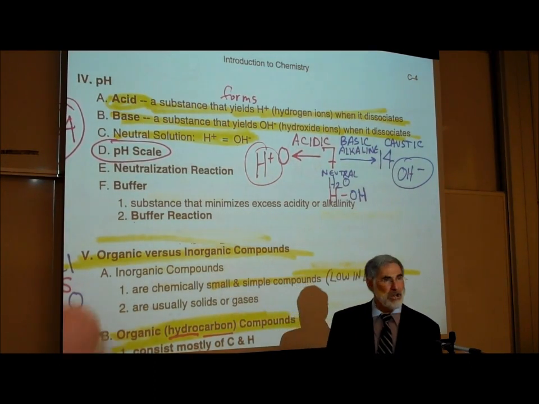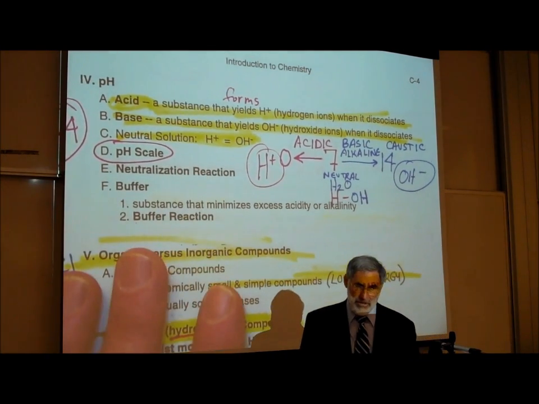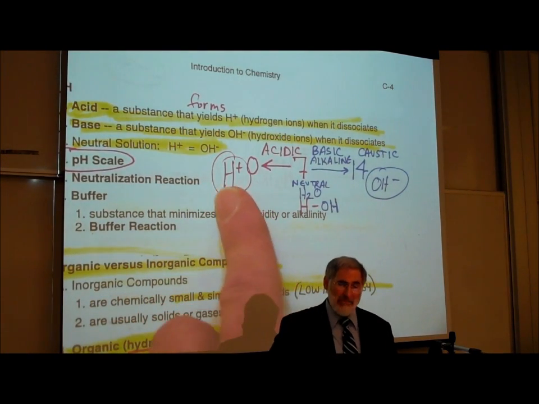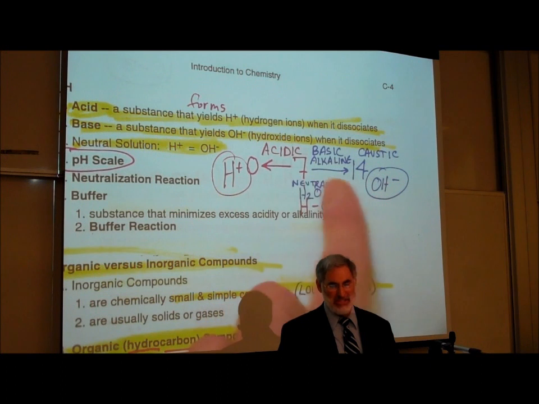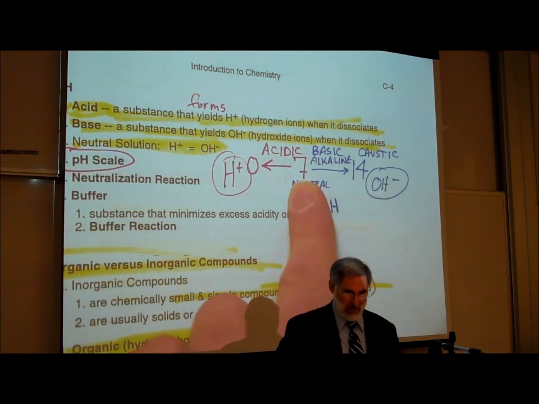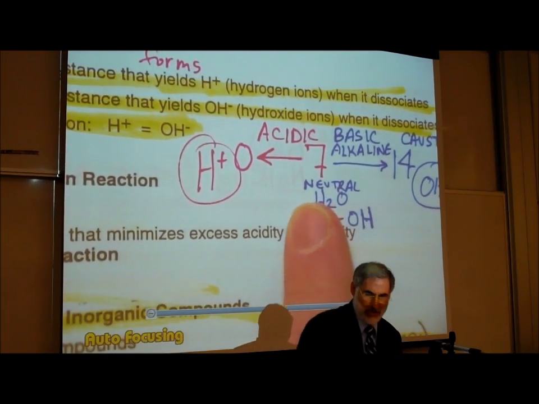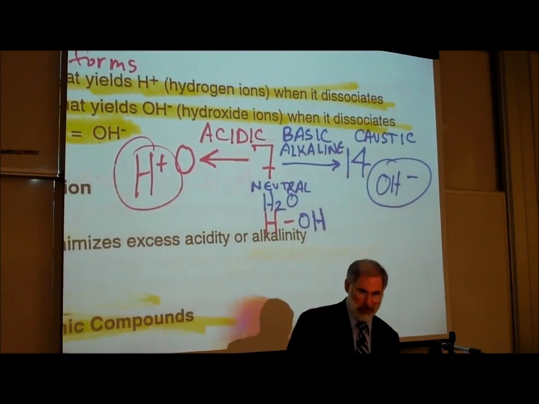Now we have something called a pH scale. The pH scale runs from 0 to 14. Obviously, what's the halfway point between 0 and 14? 7. All right, so any solution that has a pH of, what do we say, 7, is said to be neutral.